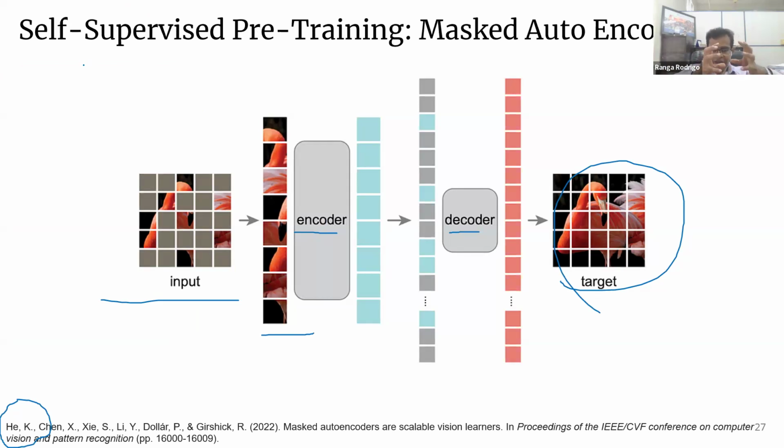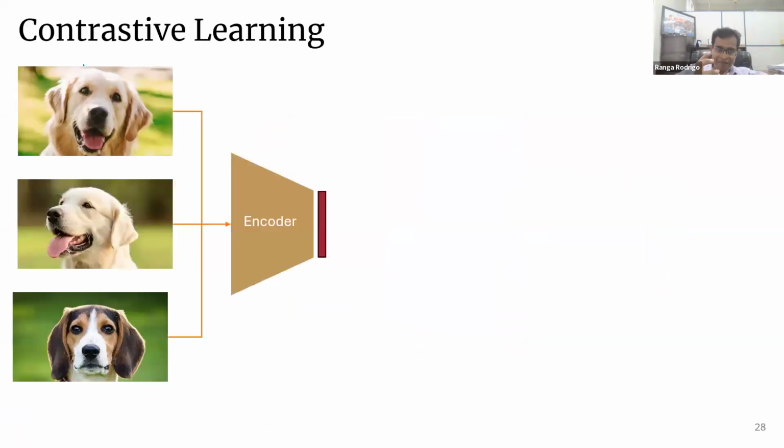This is reconstruction, right? You mask the image and that part you want to reconstruct. The second paradigm of self-supervised learning is contrastive learning. So these are beautiful images of golden retrievers. These are beautiful images of a beagle. You can see the golden retrievers are close by and the beagle is far away from the golden retrievers.